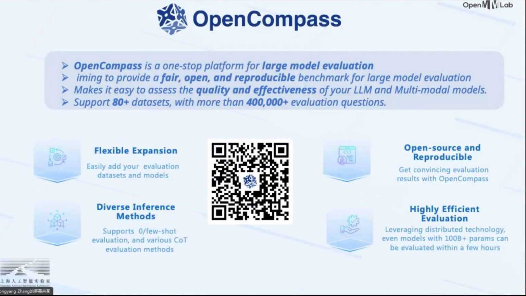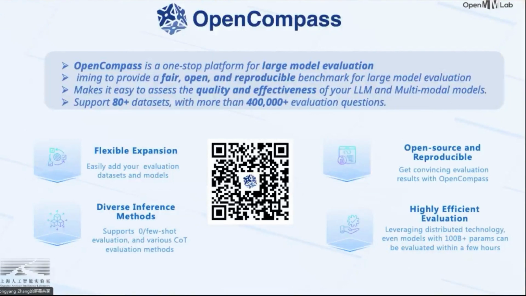Currently, we support 80 plus data sets with more than 400,000 evaluation questions. And OpenCompass has a flexible extension function. You can easily add your evaluation data sets and models, and you can try different inference methods like zero shot or few shot in context learning, and also different COT evaluation methods.